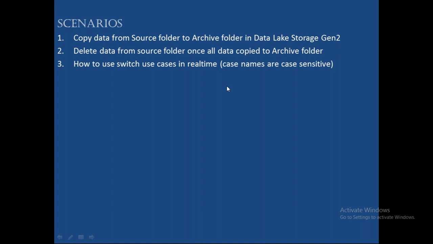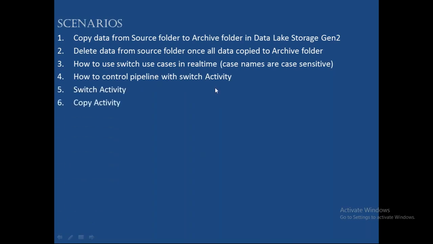Here also we will have cases. You just have to provide the case. If the case is equal to copy, whenever it is matching the case you have passed as a parameter, the respective pipeline will execute. Don't worry, I will show you each and everything. With the help of these cases, you can control the pipeline with switch activity. Then we are going to use switch activity, copy activity, delete activity, and wait activity today. These are the activities I am going to execute today.